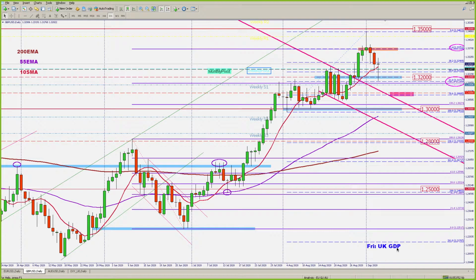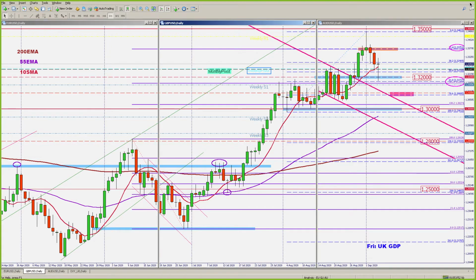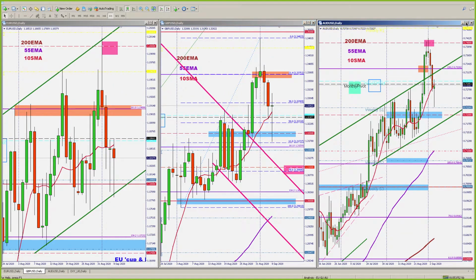Meanwhile, this coming week, there's only the UK GDP figure on Friday and no other major news. There are a number of minor news. But the ongoing Eurozone and UK trade talks are still in a deadlock. There's no significant progress yet. All right. Let's take a look at the Aussie dollar.